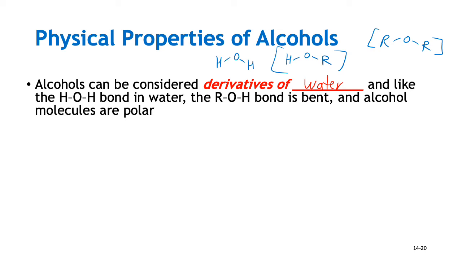Alcohols can be considered as derivatives of water, and like the HOH bond in water, the ROH bond is bent in terms of VSEPR theory, molecular shape, and the alcohol molecules are thus polar. It's polar because oxygen is electronegative, so you can imagine a dipole moment existing like that. And it's also going to have hydrogen bonding as an intermolecular force, of course, along with dipole and dispersion. But remember, H with N, O, or F equals H bonding, and that was your strongest intermolecular interaction.